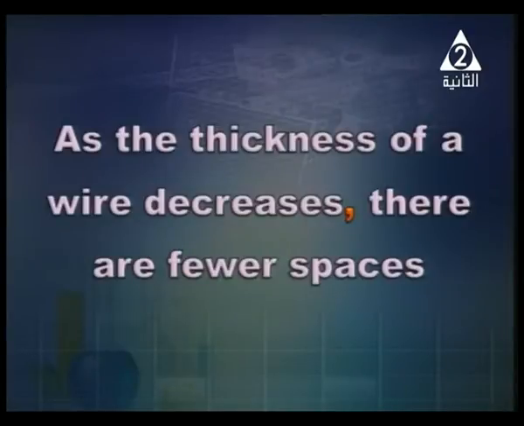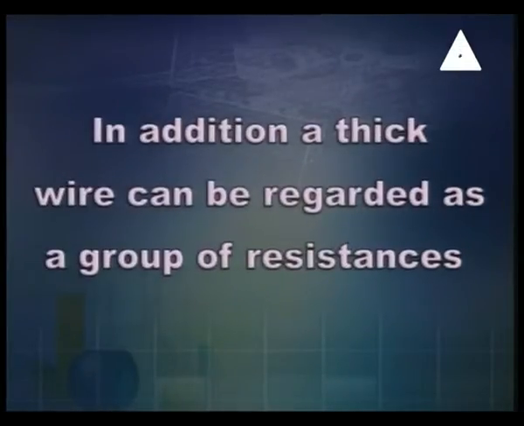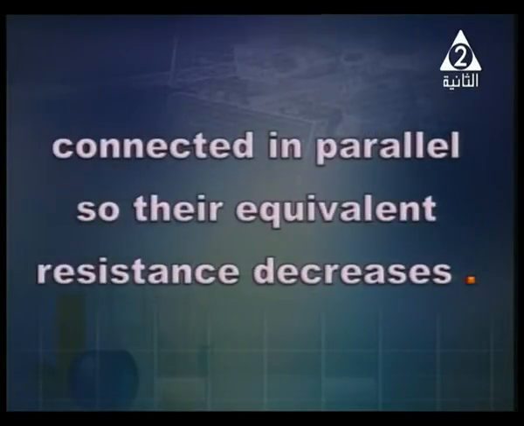As the thickness of a wire decreases, there are fewer spaces. When we have a thin wire, there are fewer spaces between atoms in the cross-section through which electrons can move. Also, we can say a thick wire can be regarded as a group of thin wires connected in parallel, so their equivalent resistance decreases.